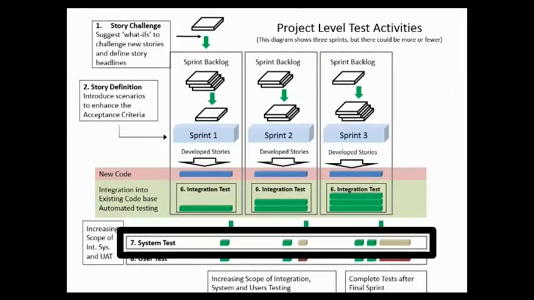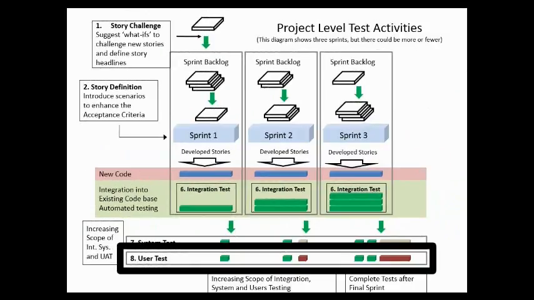The 7th activity at the end of the sprint is a system test. And again, the scope of system testing, as you go from left to right, increases because it would incorporate more and more regression testing and incorporation of some new functionality added to the existing code base.